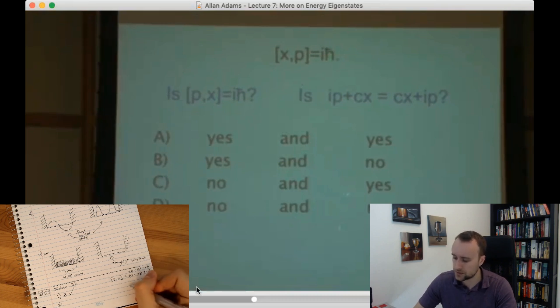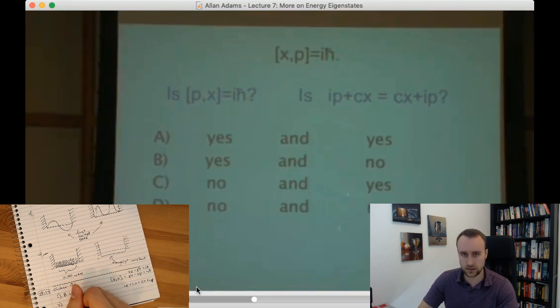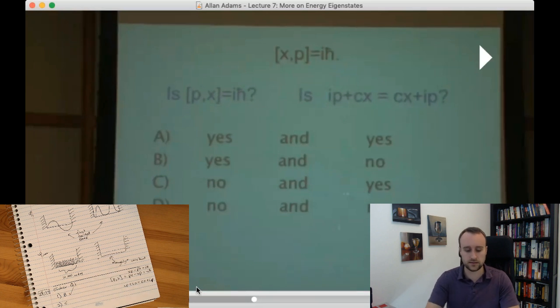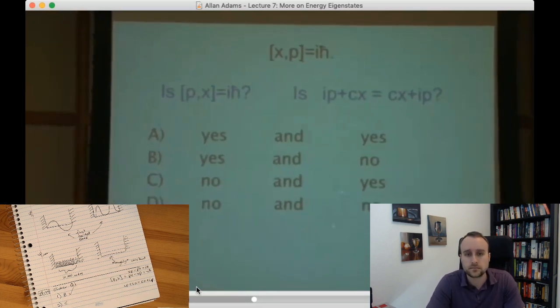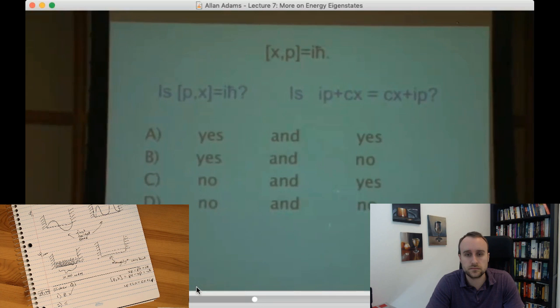And then the second question is, is ip plus cx equal to cx plus ip? In this case, I'm going to say yes, because these are both linear operators. So I'm going to go with C, no and yes. That's my final answer. So the question says x and p, make I equal. Is px equal to iħ, and is ip plus cx the same as cx plus ip?